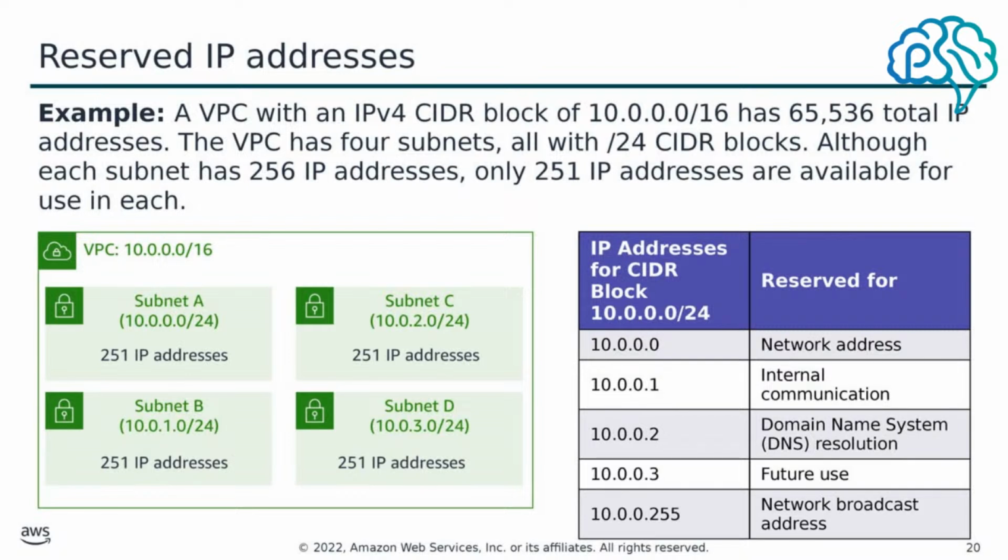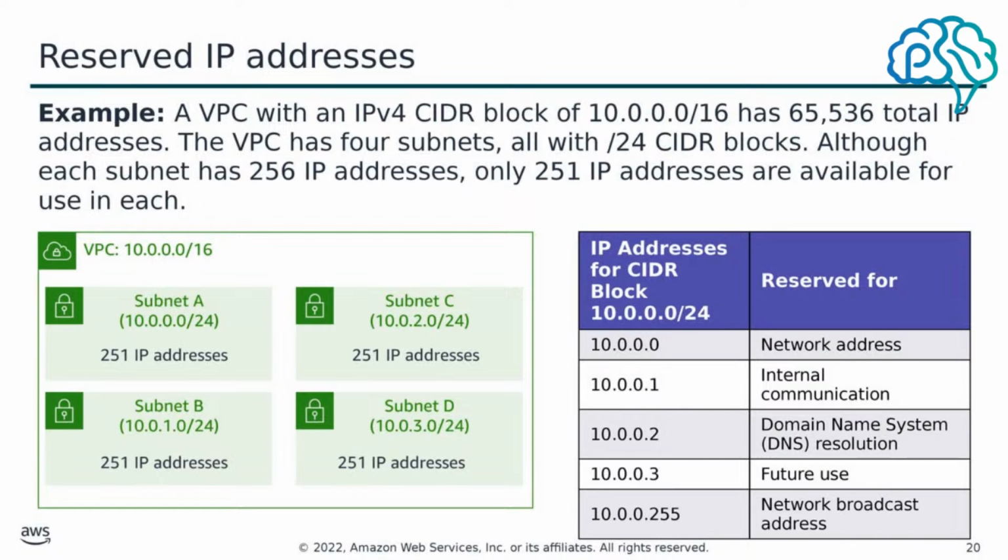A good example of this would be, let's say you have a subnet with an IPv4 CIDR block of 10.0.0.0/24. This is 256 total addresses. The subnet has 256 IP addresses, but if we subtract those 5, there's only 251 available, because there's 5 reserved for AWS.